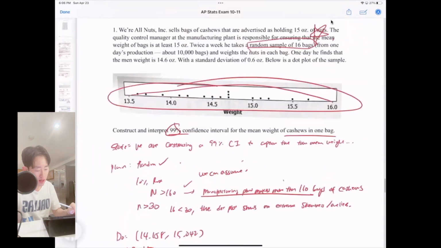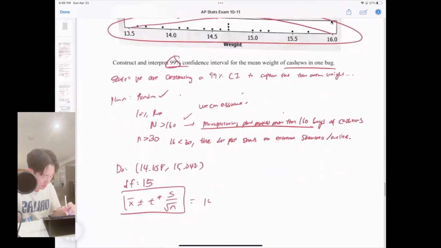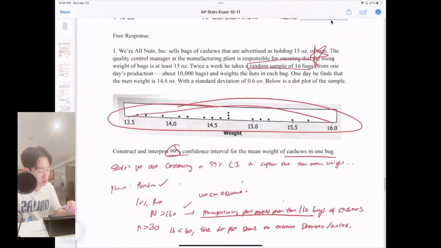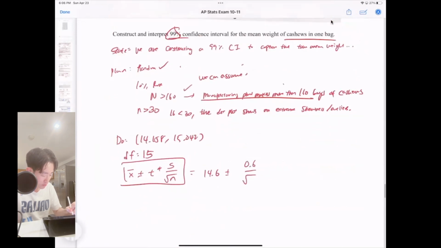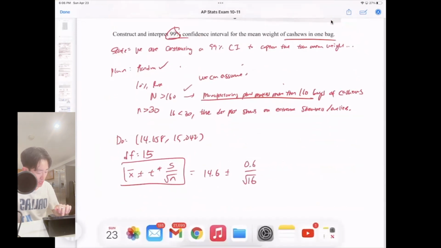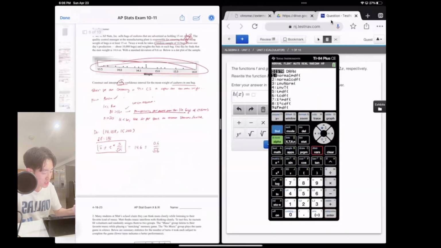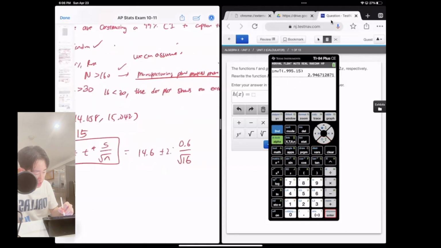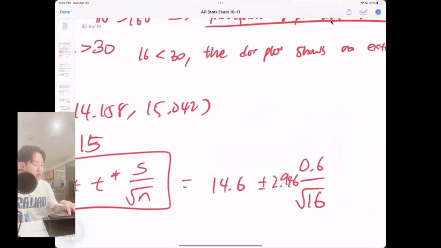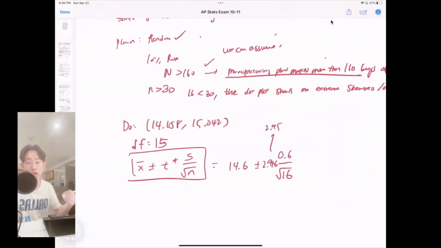So if I plug in all those values, we get 14.6 plus and minus the t star, which we still don't have, but we will figure that out eventually. The standard deviation of 0.6 with the square root of 16. Now, how do you find out the t value? Well, we have degrees of freedom here. So second vars, inverse t, area of 0.995 because of the 99% and the 15. And we have a t value of 2.946. A lot of you guys on the test used 2.95, which I gave you full credit for.